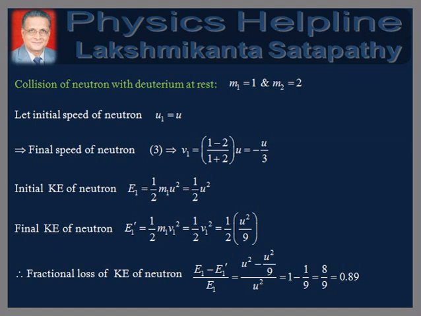Now, initial kinetic energy of the neutron is E1 equal to half m1 u square, which is equal to half u square. And final kinetic energy E1 dash is equal to half m1 v1 square, which is equal to half into u square by 9. Therefore, fractional loss of kinetic energy of the neutron is equal to 8 by 9, which is nearly equal to 0.89.